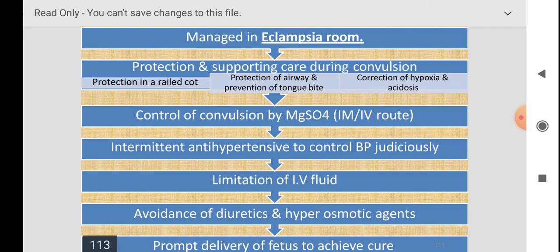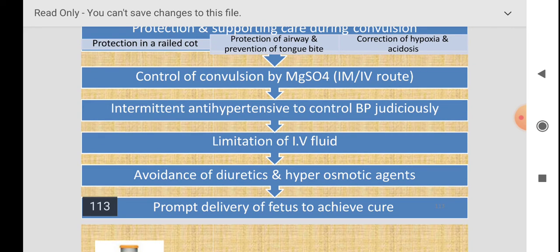There should be protection and supporting care during the convulsion. How? Immediately you should put her in a rail cot to prevent injury, then protection of the airway, to prevent tongue bite and falling back of the tongue, then correction of hypoxia and acidosis. Control of convulsion is done by giving a magnesium sulfate loading dose. There are so many regimens to be followed. It depends upon the institution what regimen they follow. Here we follow Pritchard's regimen, which includes both IM and IV route. Then intermittent antihypertensive therapy should be started to control the BP judiciously.